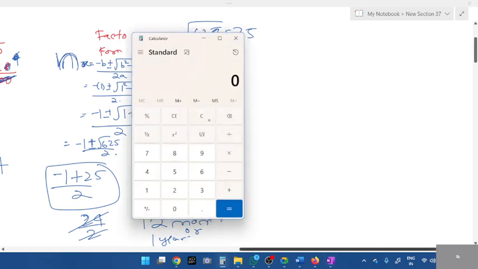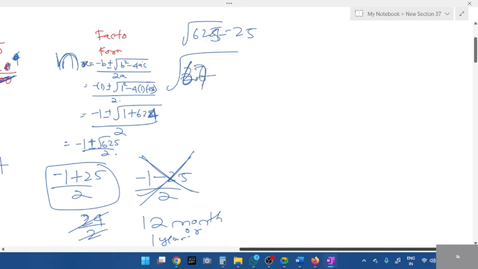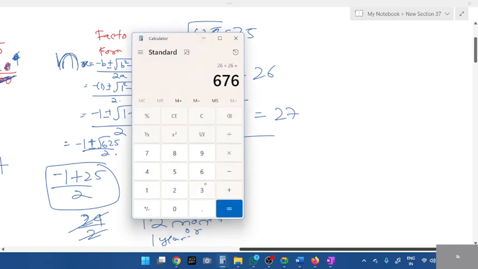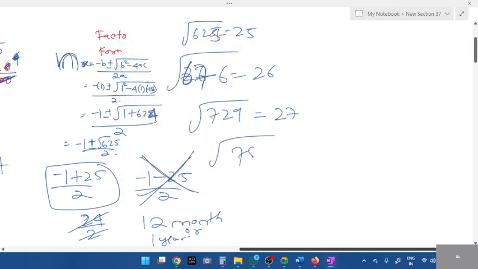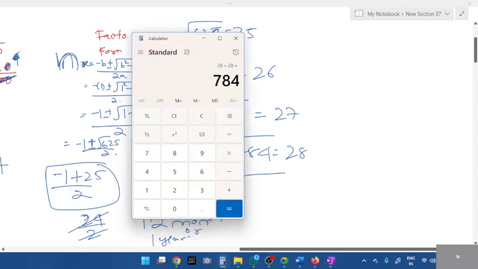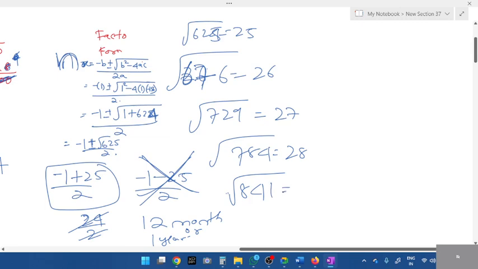676. 26 into 26 is 676. Okay. So for 27 it is 729. Then 28 into 28, sorry, 784. That is for 28. Then 29 into 29 is 841. 841 is for 29. See, even I don't remember. Even I have forgotten. 841 is 29.